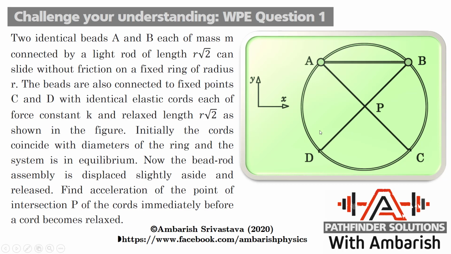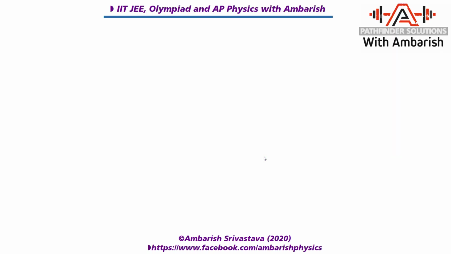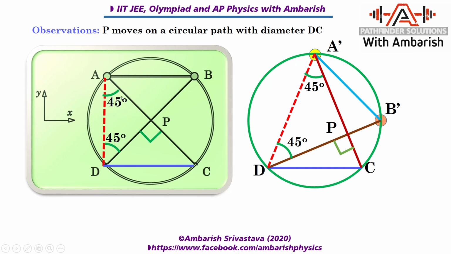Alright, so now we need to do some geometrical observations. Pay very careful attention because the logic is quite involved and you have to pay very careful attention to every step. So please have a look and carefully follow the logic. First thing that I'm going to prove is that the point P, which is the intersection of the cords, is going to move on a circular path with the diameter being DC. Now how am I going to prove it? It's based on a geometry theorem.